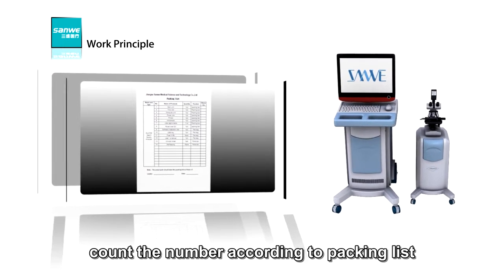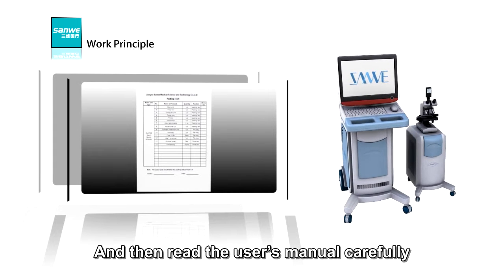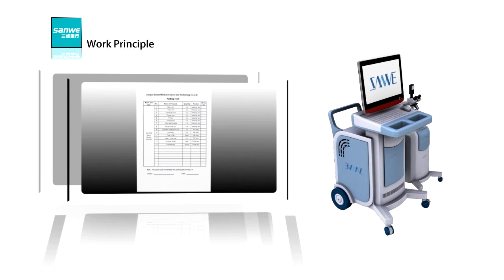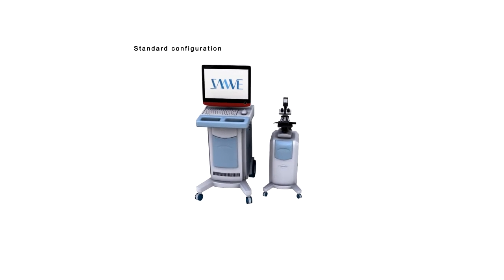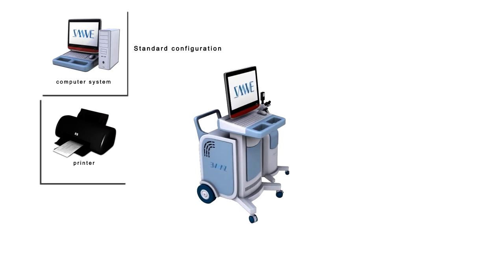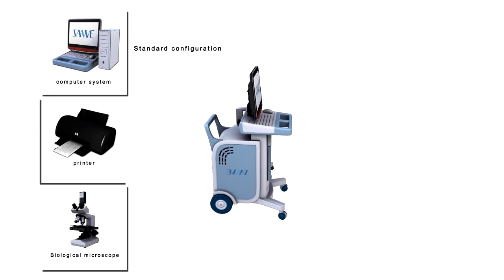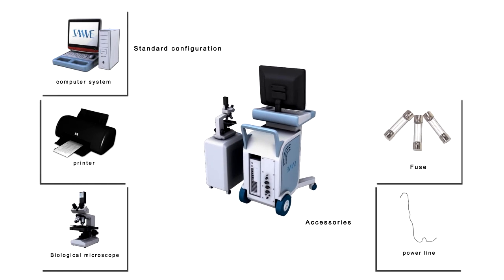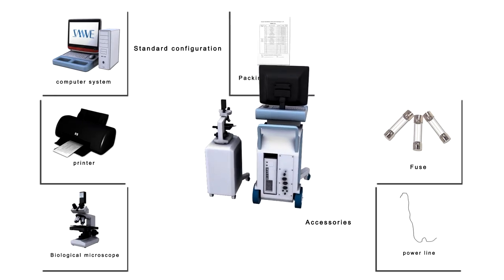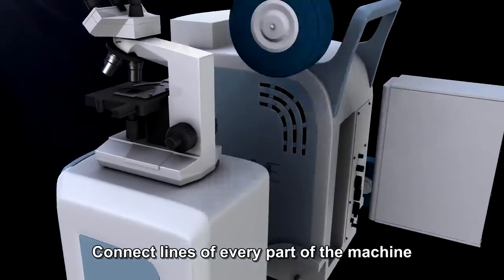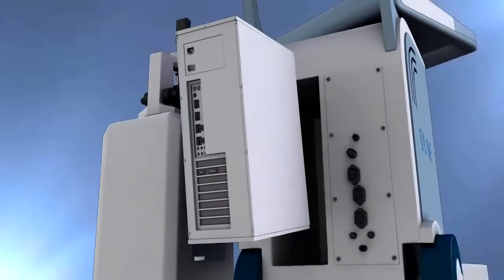After opening the carton, count the items according to the packing list, and then read the user's manual carefully. Standard configuration: computer system 1 set, printer 1 unit, biological microscope 1 unit. Accessories: power line 1 set, fuse 3 pieces, packing information 1 set. Take out the main unit and accessories. Connect the lines of every part of the machine.